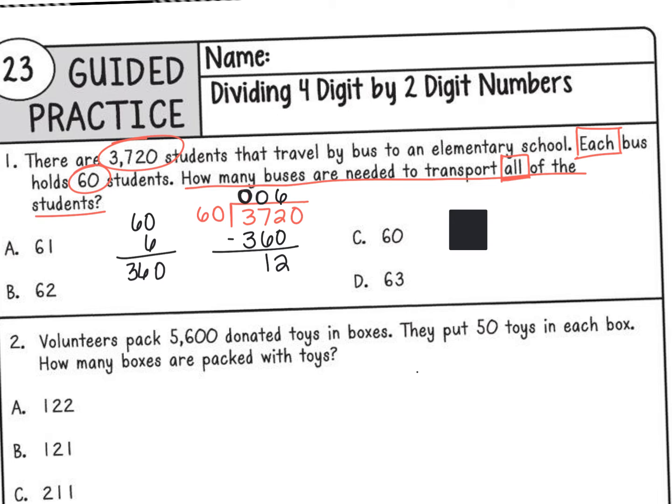Okay, so now I want to bring down my 0. 12 turns into 120. And looking at this, if I were to just cover up my zeros, I know that 6 goes into 12 how many times? 2. So 60 goes into 120 2 times, which is exactly 120. So my answer is 62. B, 62.